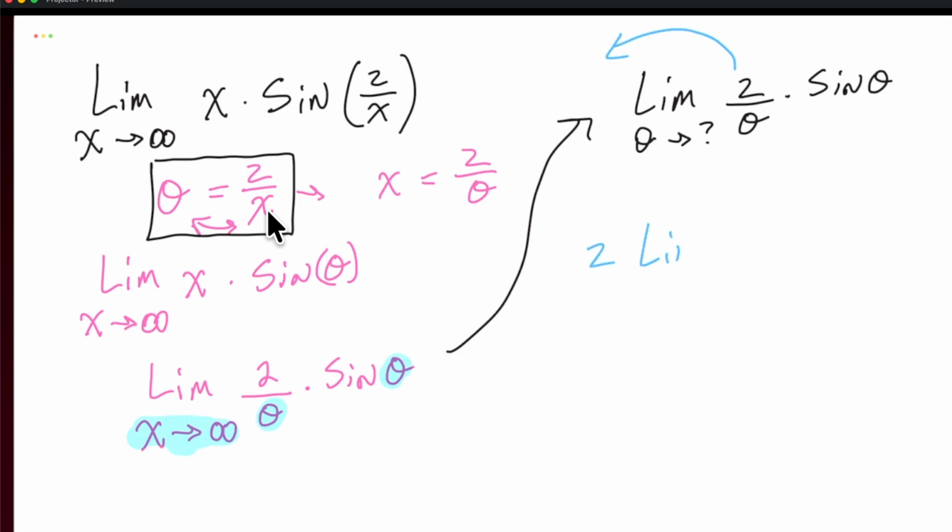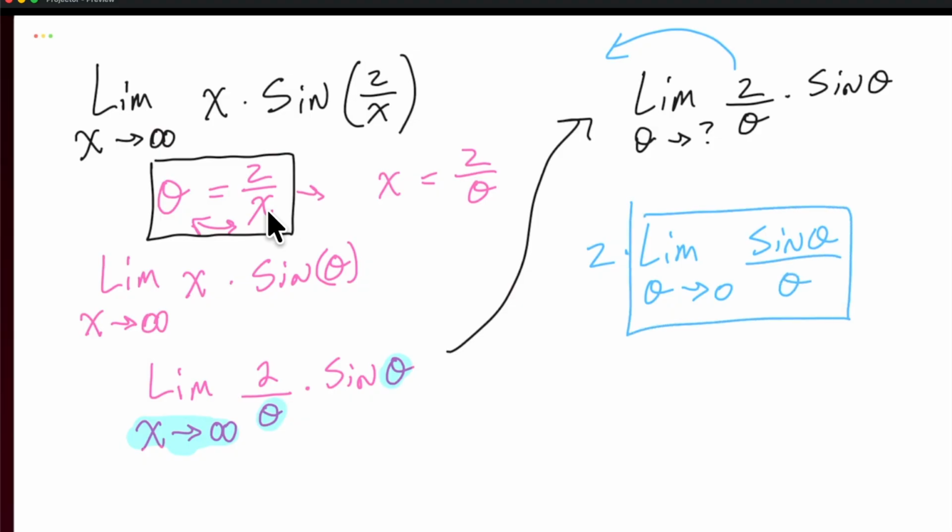Okay, so when we rewrite this limit, I'm going to bring this 2 out front. So we're going to have 2 times the limit as theta approaches 0 of sine of theta over theta. We recognize this as one of the big 5, which equals 1. 2 times 1 equals 2. Therefore, we get the same answer as we did when we used L'Hopital's rule.